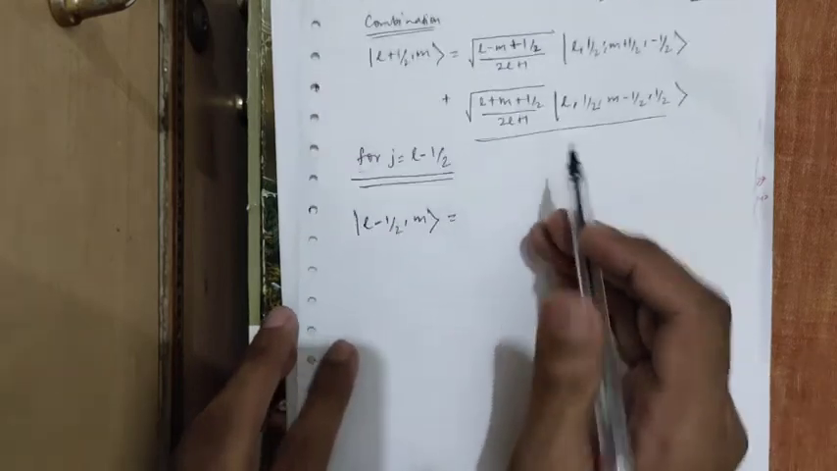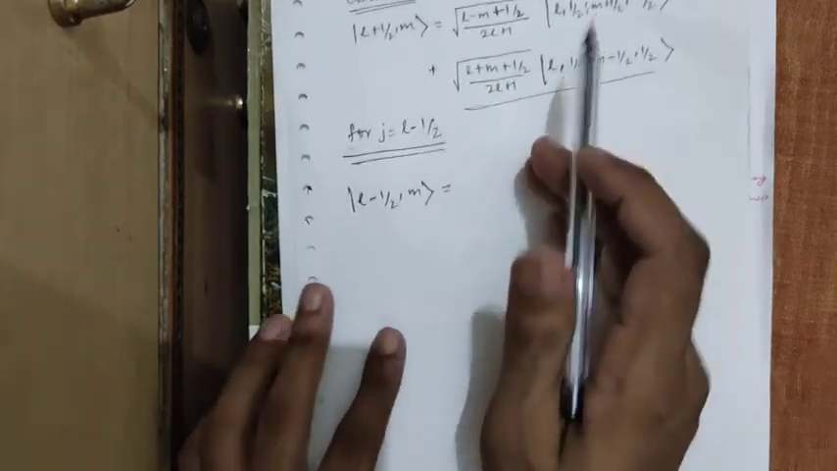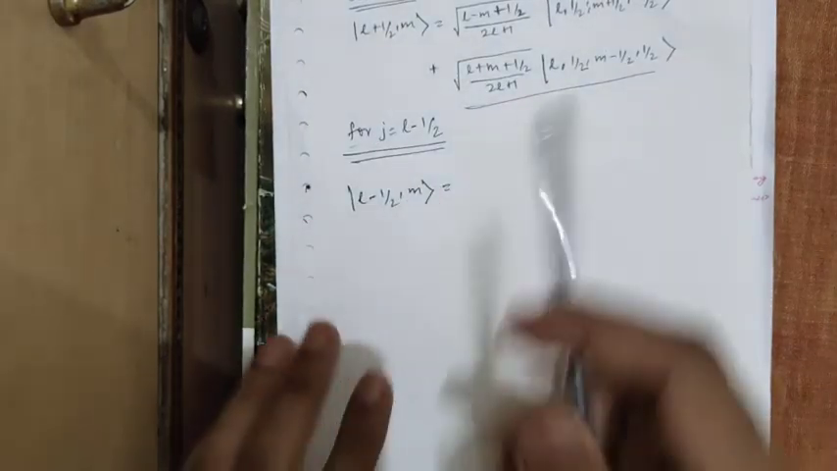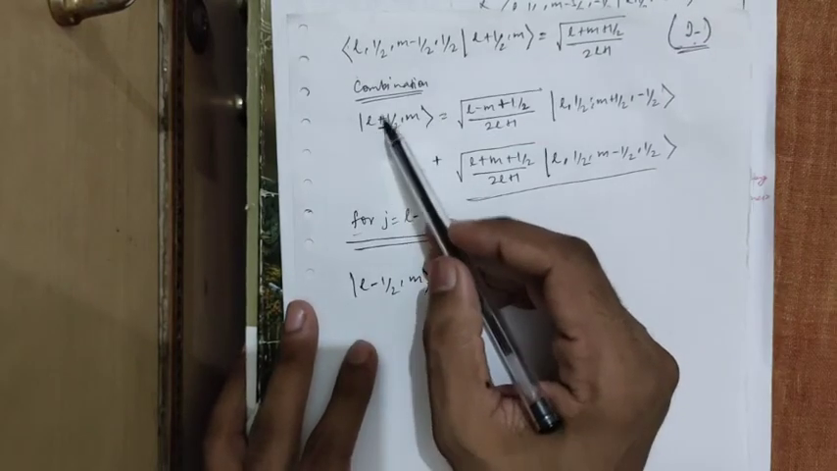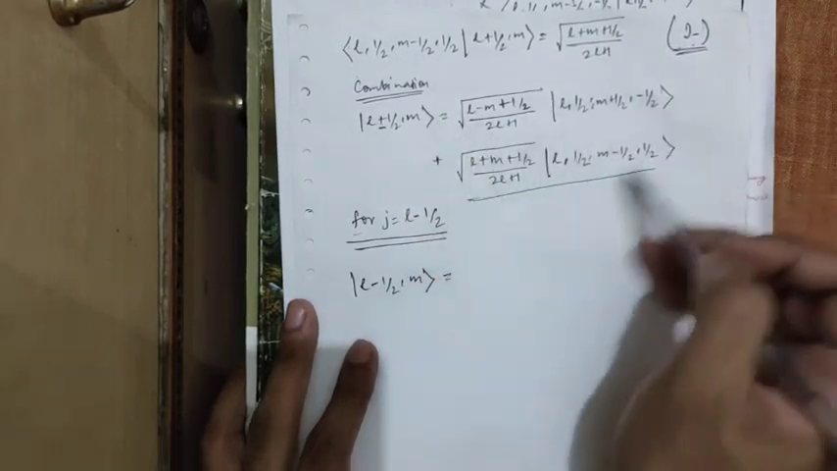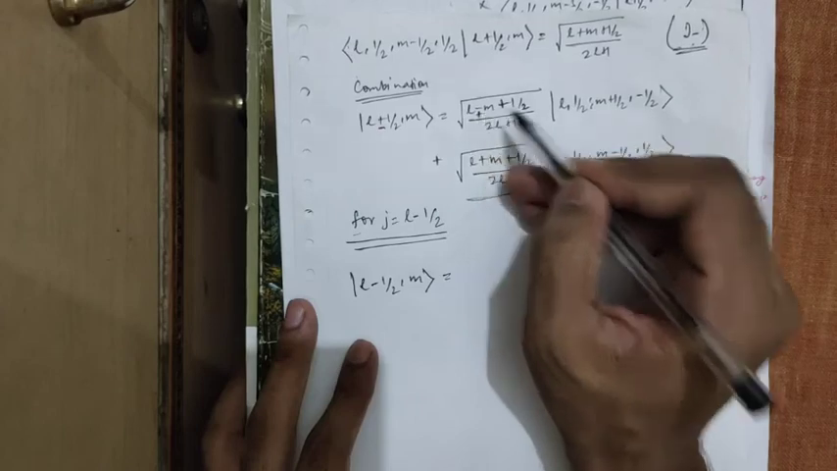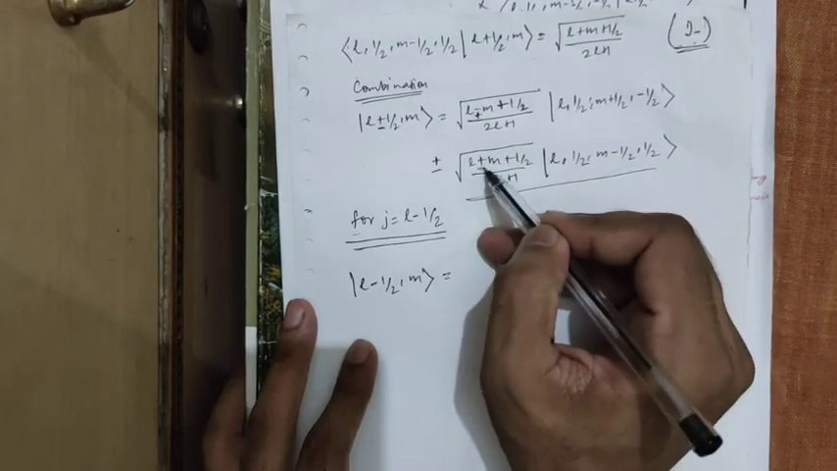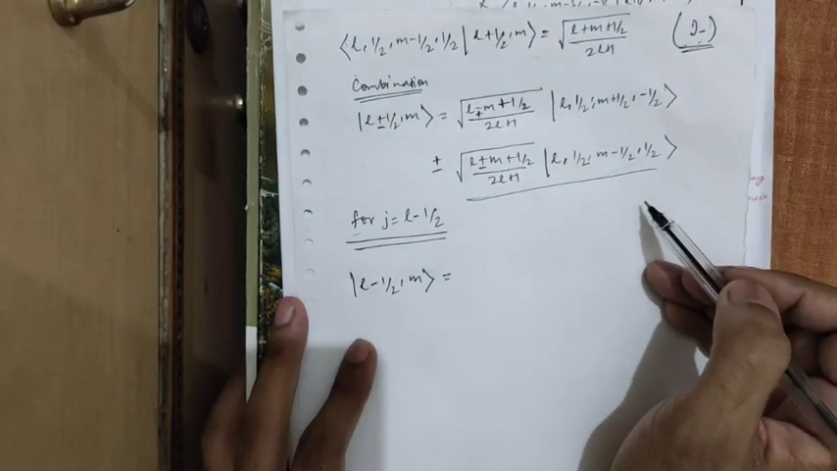And for the case j equal to L minus half, for L minus half, m, this whole equation will change a little bit in these signs. Okay, thank you.